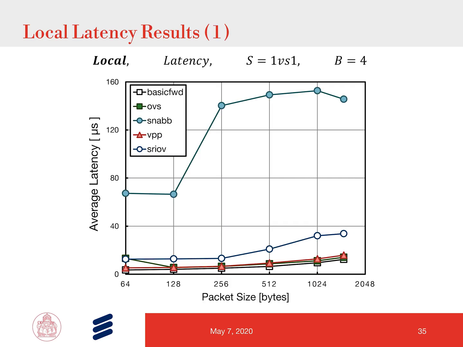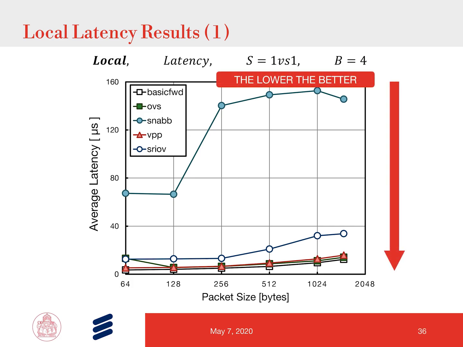Now that we have seen the results of our throughput and scalability performance tests, let's move on to round-trip latency performance and see how each solution performed locally on a single host. In this plot, we compare the average latency achieved when exchanging a small number of packets per second between a client and a server application deployed on the same machine. Of course, since now we are considering the latency dimension, the lower the better.